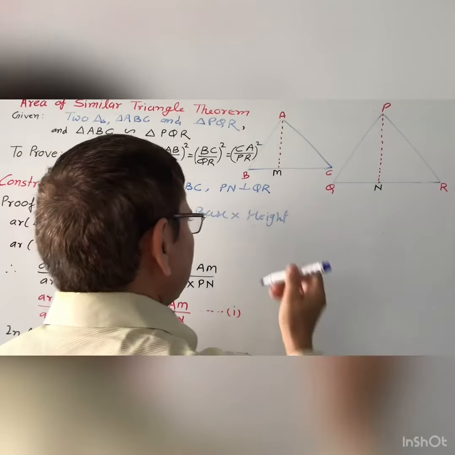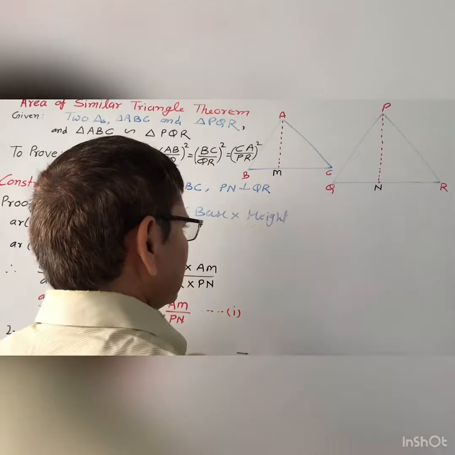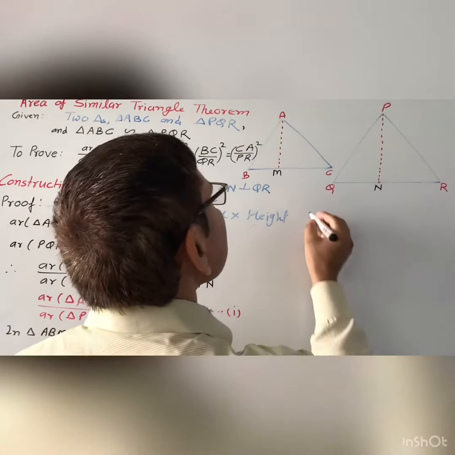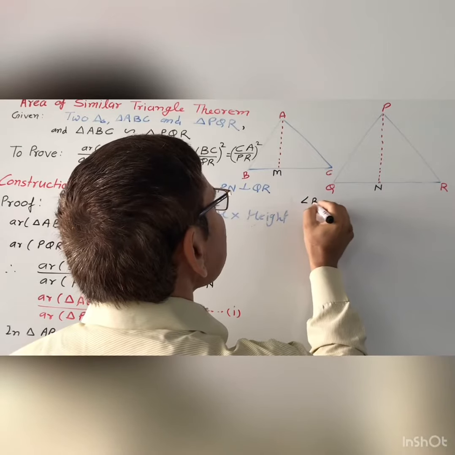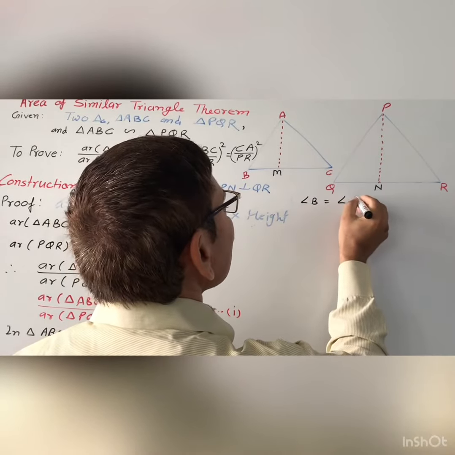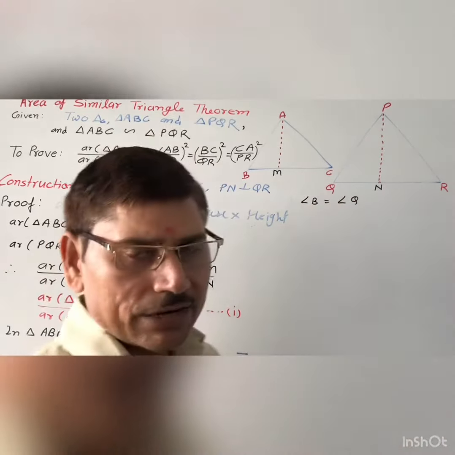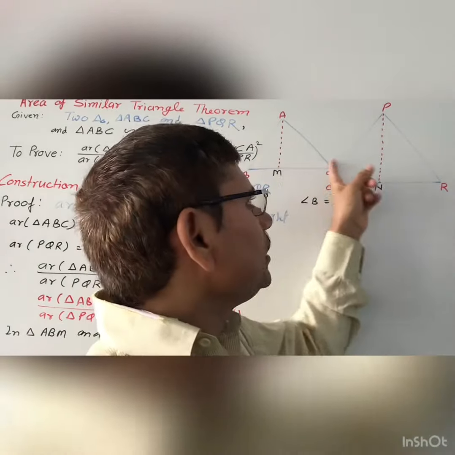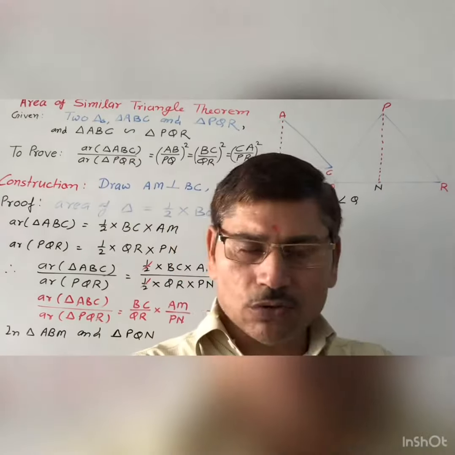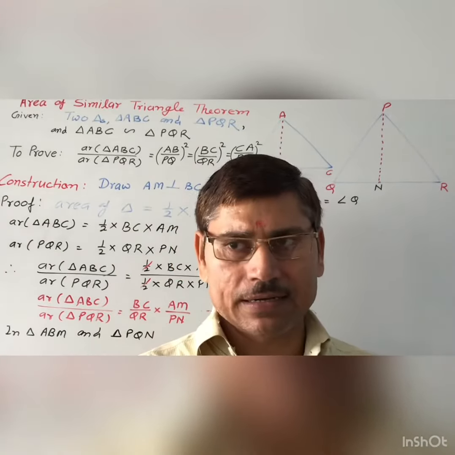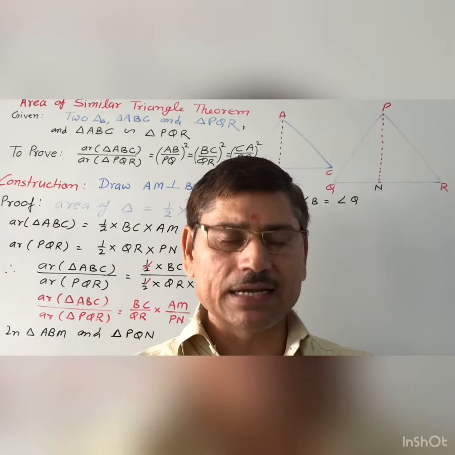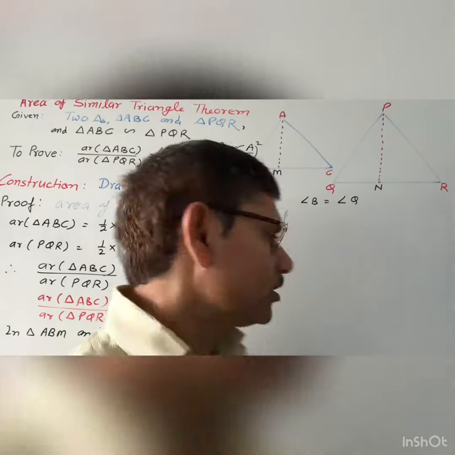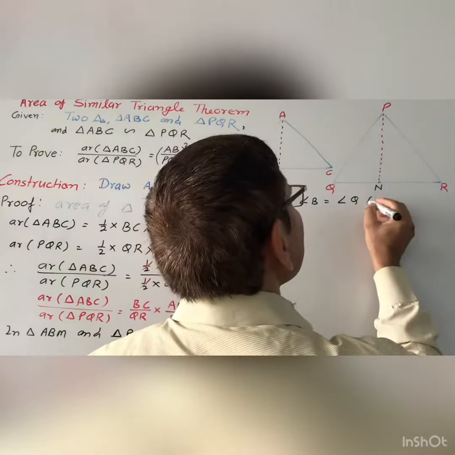That is, we will write these things here. That is, angle P equal to angle Q. Why can you write it? Because triangle ABC and triangle PQR are already similar. If it is similar, then all the corresponding angles are equal. So you will write here the reason.